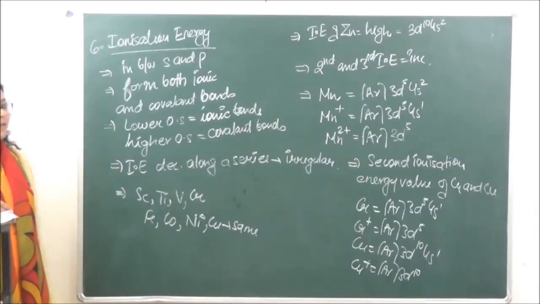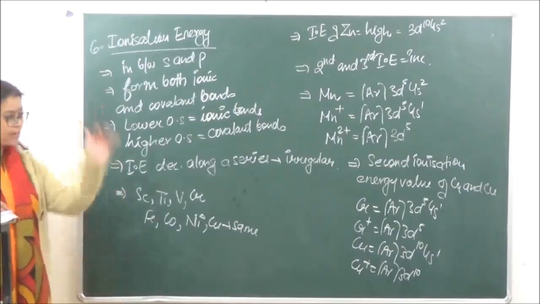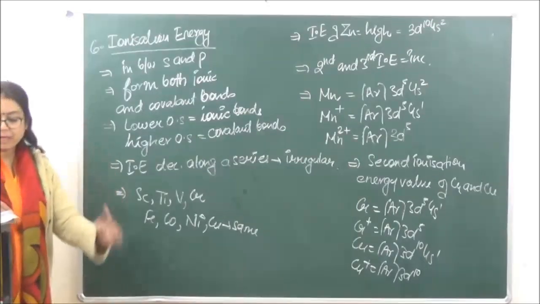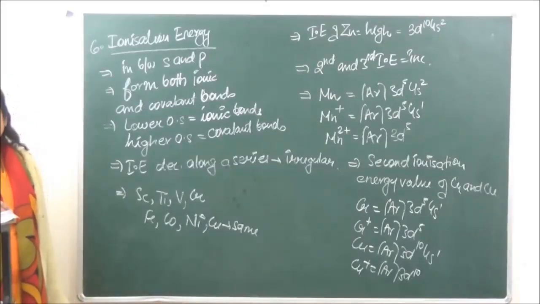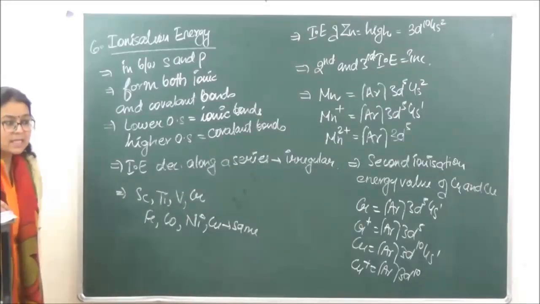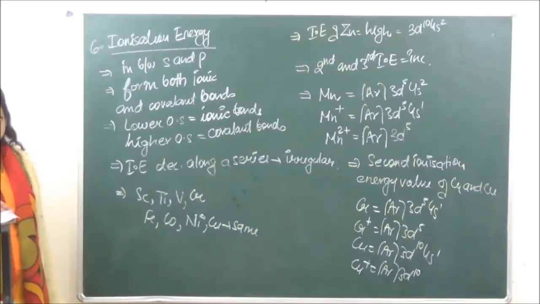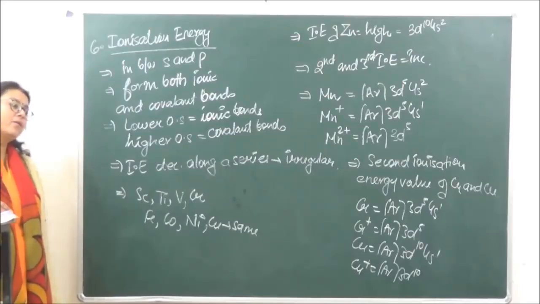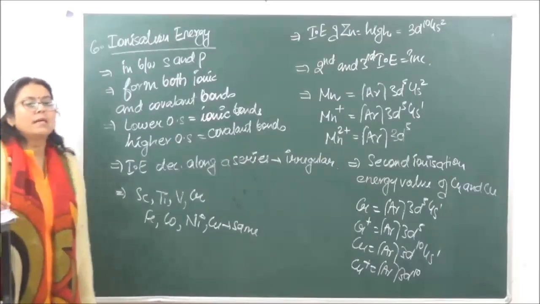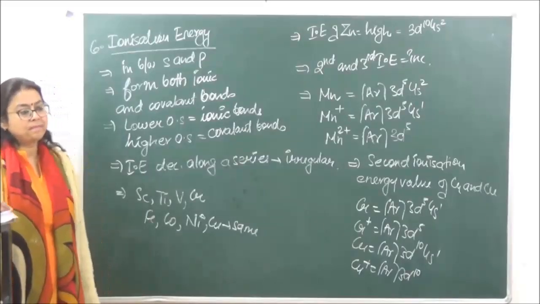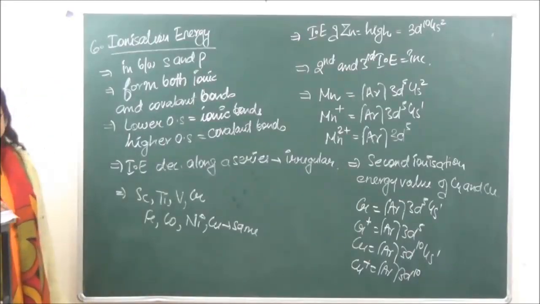Okay? Now when we are moving in vertical columns, which means we are going down the series from 3d to 4d to 5d, the ionization energy increases from the first member to the second member in most of the cases, and the third member has a higher value. Again, the reason behind that is going to be lanthanoid contraction. Okay, the size becomes the same.